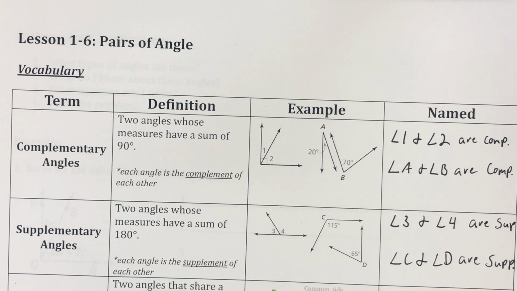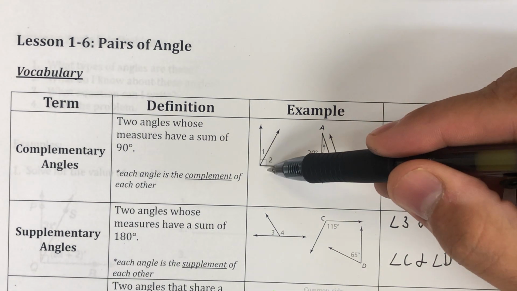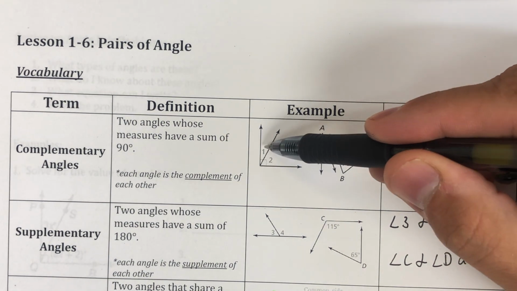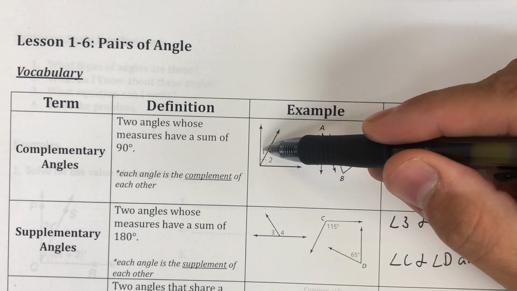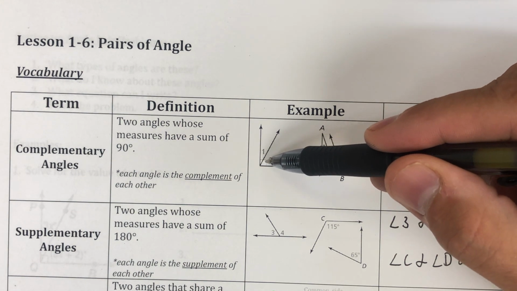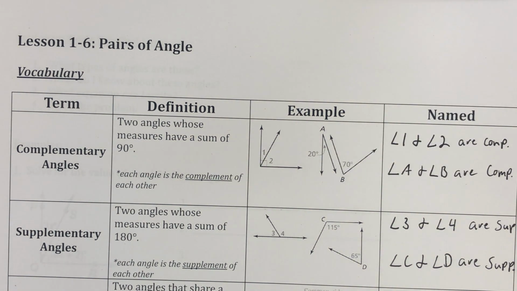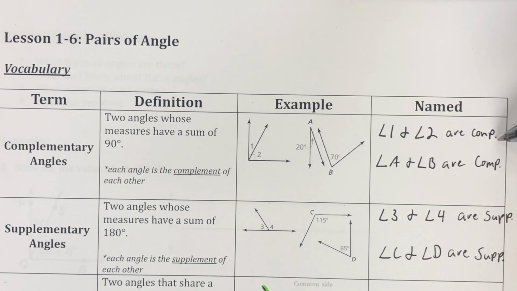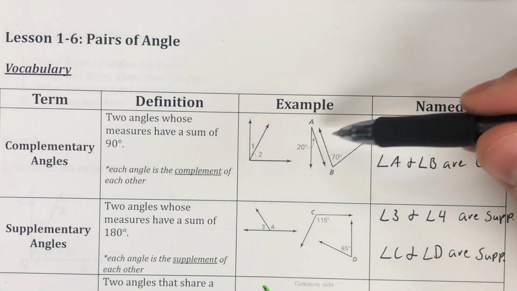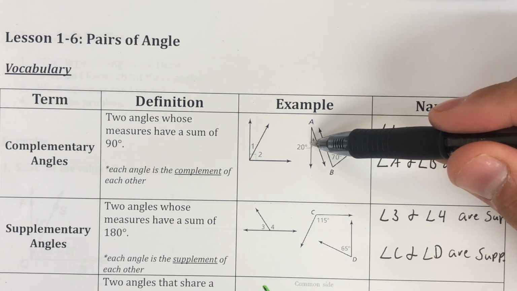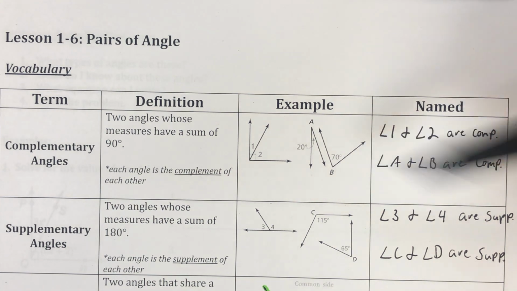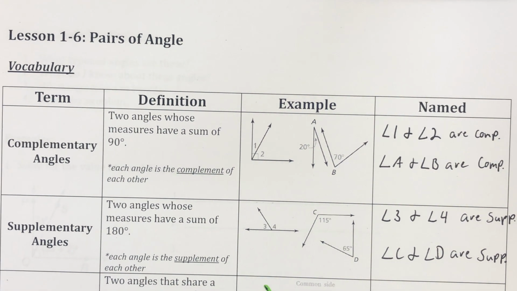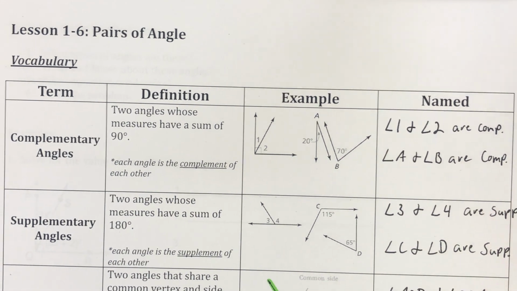Now, a couple ways you could see them. You could see them with one right angle and something splitting it into two. In this case, angle 1 and angle 2 have to add up to 90 degrees based off the angle addition postulate. So angle 1 and angle 2 are complementary, abbreviated COMP. Similarly, if angle A is 20 and B is 70, those two add up to 90, so they are also complementary.